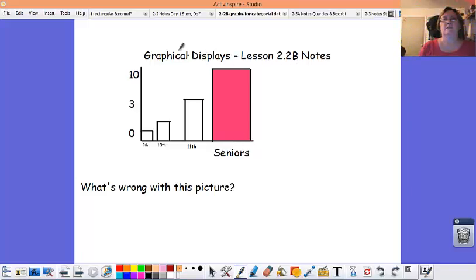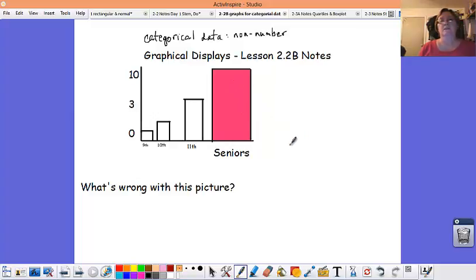Today we'll be talking about graphical displays that are meant for categorical data. And categorical has the word category in it. Categorical data is non-numeric. Or if they are numbers, they're just descriptive numbers, non-number data.